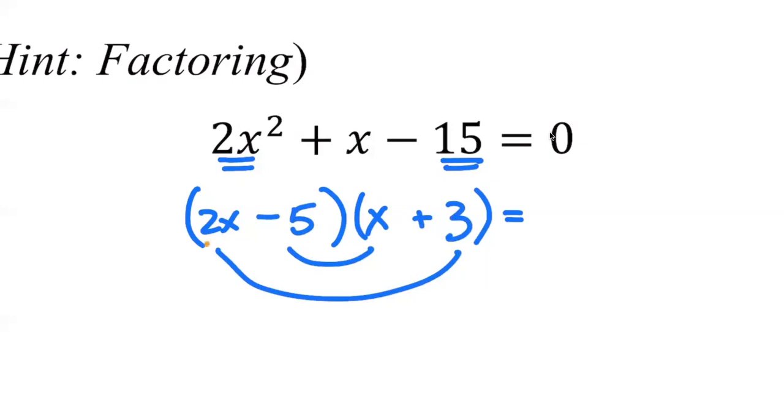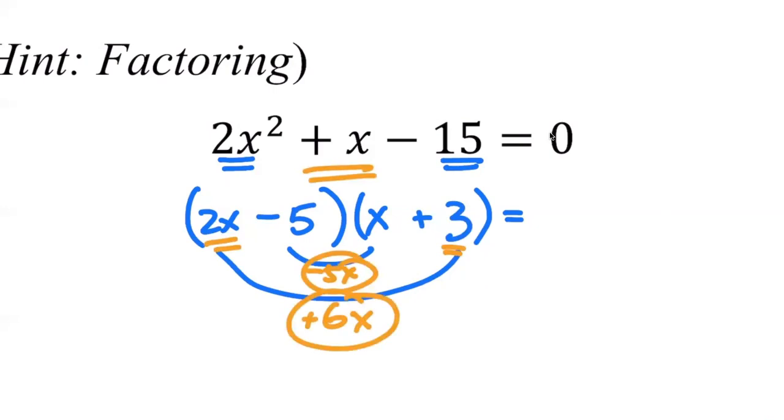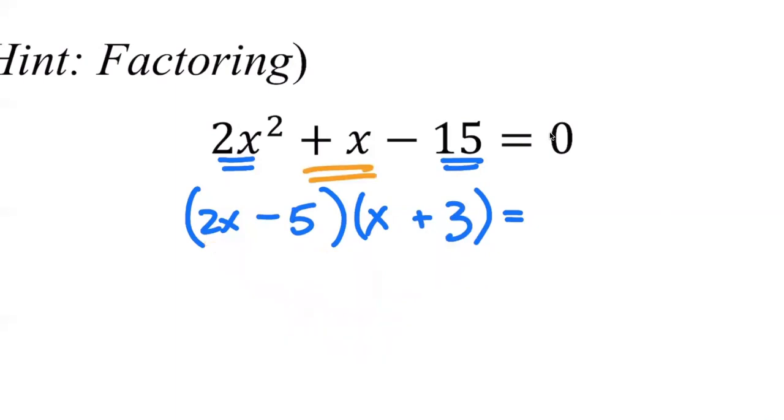The outside, 2x times 3, is a positive 6x. The inside would be minus 5x, and when they add up together, you do have plus x. So that's how I know I've got my number combinations done correctly. And that's equal to 0. Again, it's very important to have a 0.